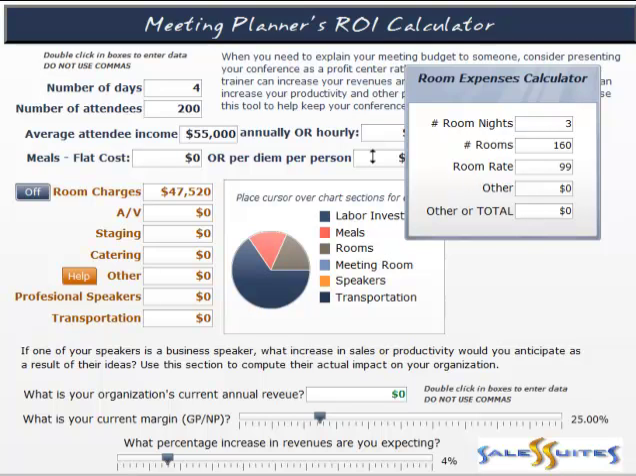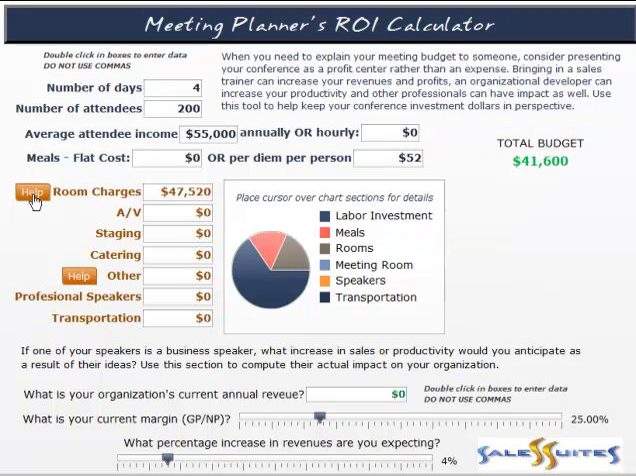But you will notice the tool now has calculated their room cost at $47,520. If we go to the pie chart, we see that rooms right here are $47,500. To remove this sub-calculator, simply click off and the calculator goes away.